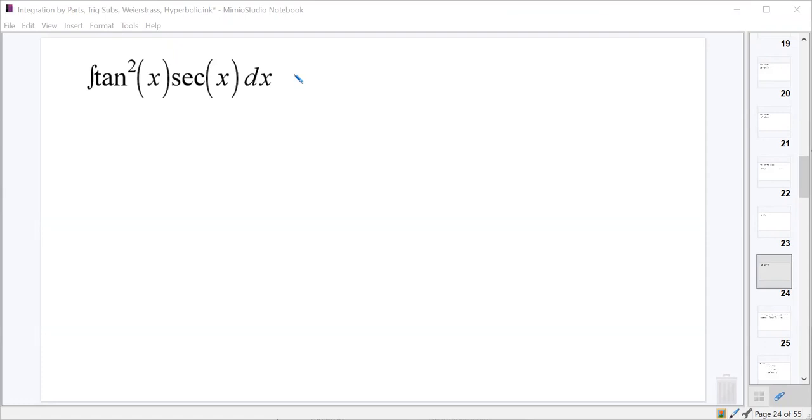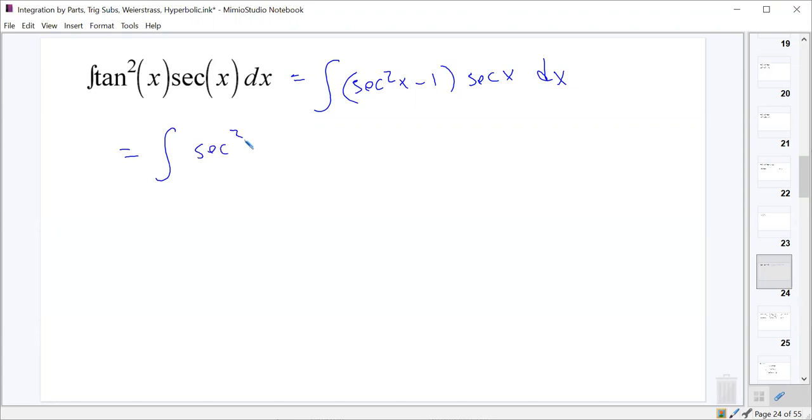So what we're going to do is rewrite this as an integral of secant squared x minus 1 times secant x dx, or effectively an integral of secant cubed x minus secant x dx. Which, at least part of that, we know how to integrate, right? We know how to integrate secant x because we did it the other day. The integral of secant x is natural log absolute value of secant x plus tangent x.